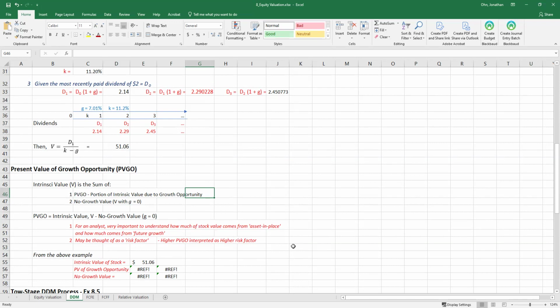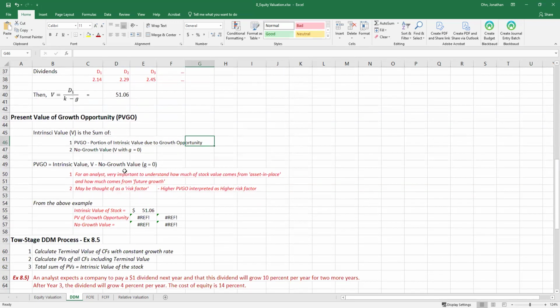All right, now, Kennedy, can you read this one? The PVGO equals intrinsic value V minus no growth value. One, for an analyst, it is very important to understand how much of the stock value comes from assets in place and how much comes from future growth. Two, it may be thought of as a risk factor, with a higher PVGO interpreted as higher risk.